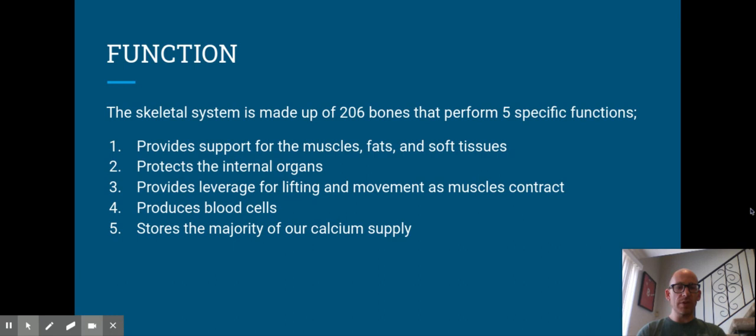They also provide leverage for lifting and movement when the muscles contract. If the muscles weren't attached to the bone, when the muscle contracts, nothing would happen. But because the bicep is attached to the skeleton over here and here, when it contracts and shortens, it causes movement around the joint. So that leverage and movement is not possible without the skeletal system, even though the muscles are the primary movers.